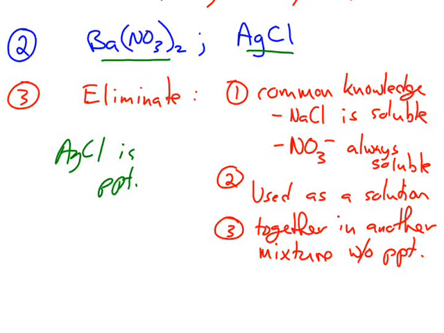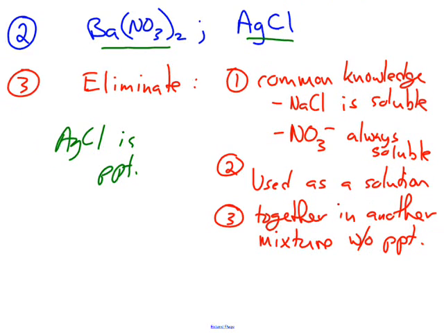So our 3 ways to try and eliminate would be common knowledge, sodium chloride and nitrates. So those would be ways to eliminate, and we can use that for this one. We'd eliminate the barium nitrate. We also have the option of eliminating based on whether it was a solution in one of the sets. And finally, the third one is if they're together in another mixture that did not form precipitate, we could eliminate them also. So in this case, the silver chloride ends up being the precipitate. So now we're ready for step number 4.